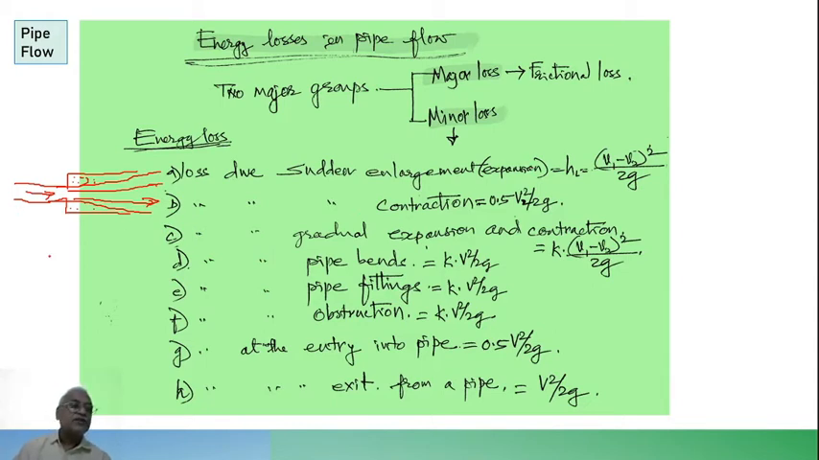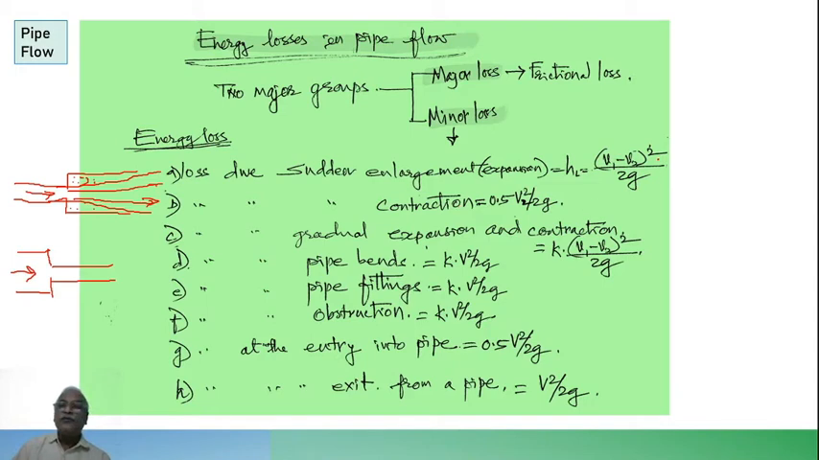Sudden contraction is the reverse flow. If you have got a diameter, right, suddenly the diameter is decreased and then the flow is occurring. In such case it is straight away 0.5 V2 squared by 2g. The flow is occurring this way.